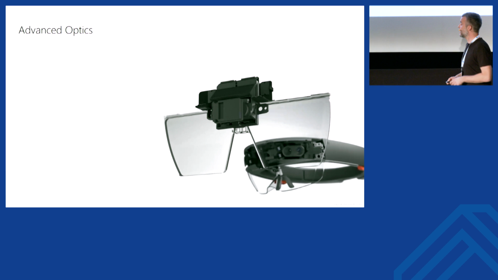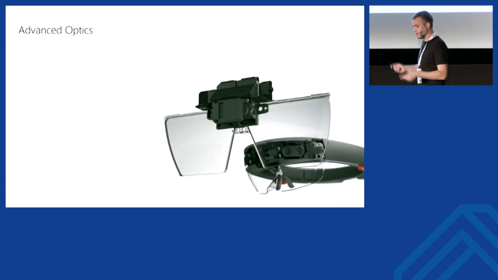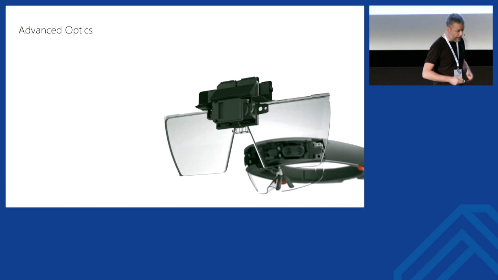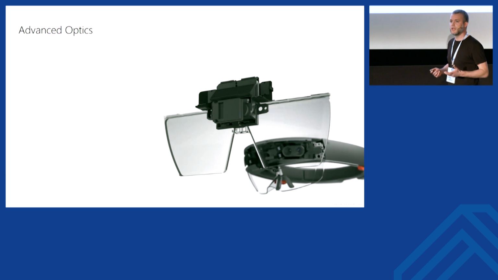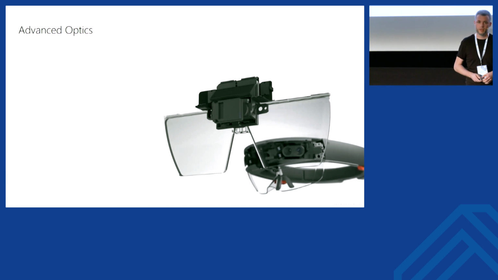And the other thing is density. We might know DPI from regular screens, which tells us how packed the pixels are on the screen. And here we have something called holographic density. That means how many light points per radian can fit in those holograms. And HoloLens is able to fit 2.5K light points per radian.